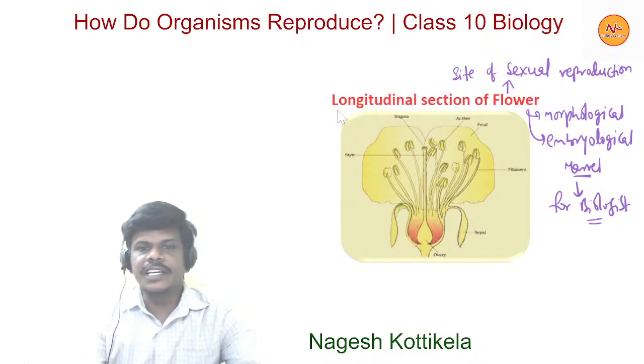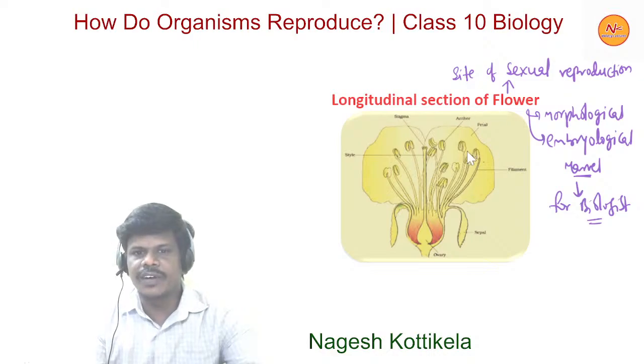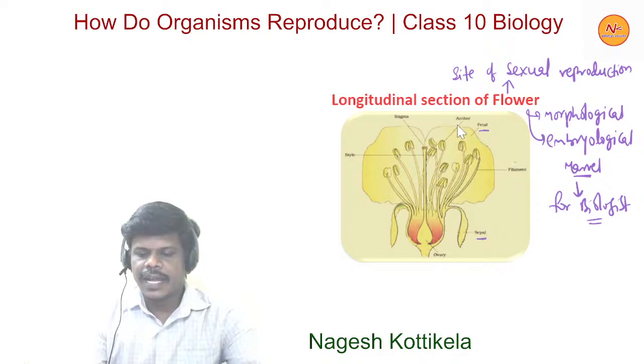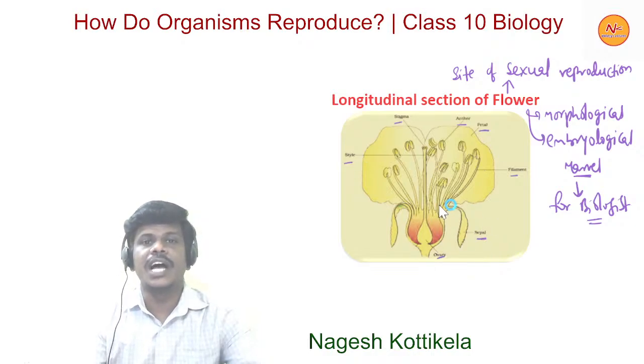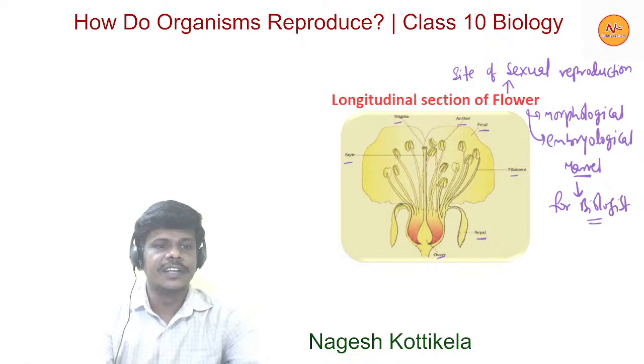Here, this is a longitudinal section of a flower. We find here the different parts like sepals, then petals, then here we find anther, filament, then stigma, style, ovary. About all these parts I will discuss in detail.